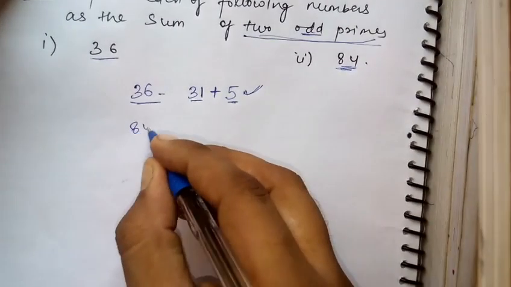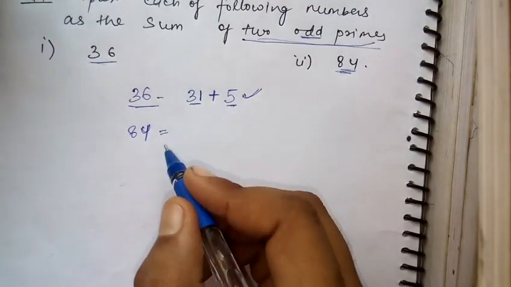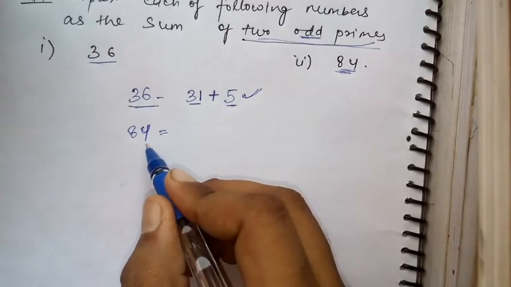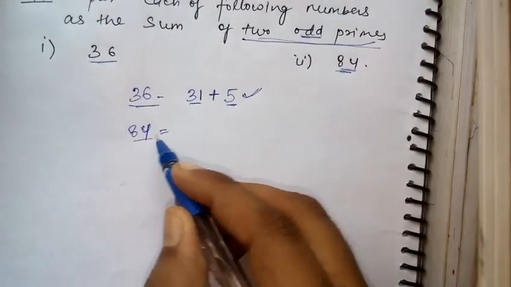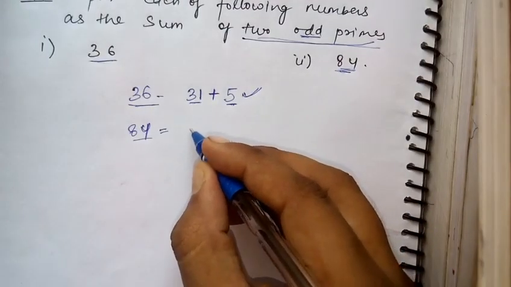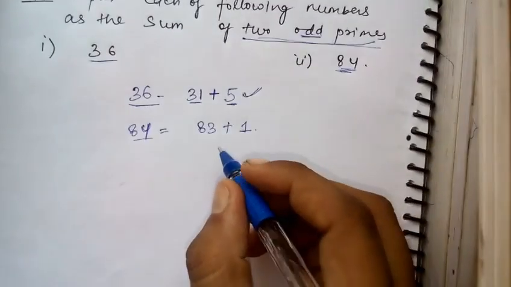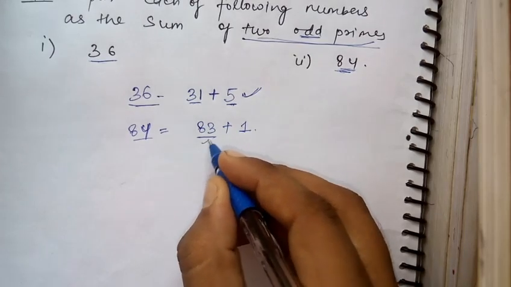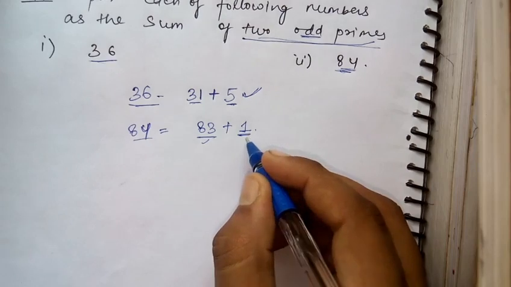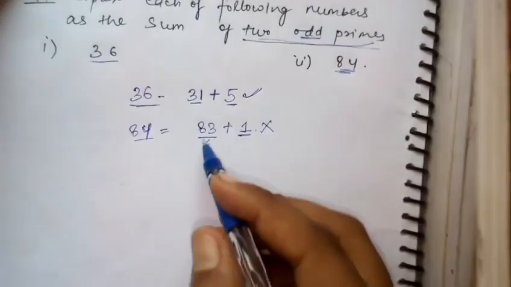Next problem, 84. In this problem also we have to think of a number which is a prime number and which is less than 84. So 83 is the prime number which is closest to 84. 84 can be written as 83 plus 1, but 1 is an odd number and not a prime number, so this solution is not acceptable.